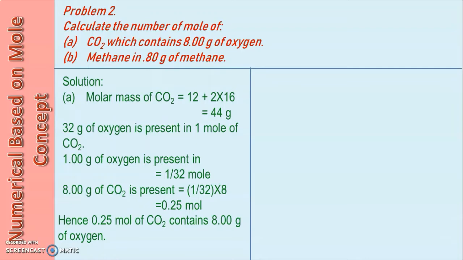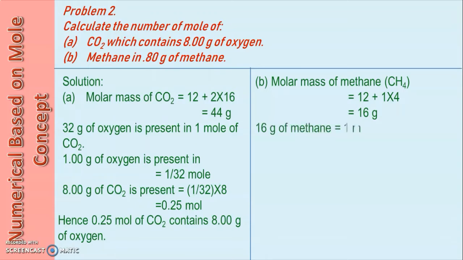So what is the molecular mass of methane? First we will find out. We know that methane, the formula is CH4. So the molecular mass will be 12 plus 1 into 4, and now you can see it is equal to 16. That means 16 gram means 1 mole. So we have to find out 0.8 gram means how many moles.